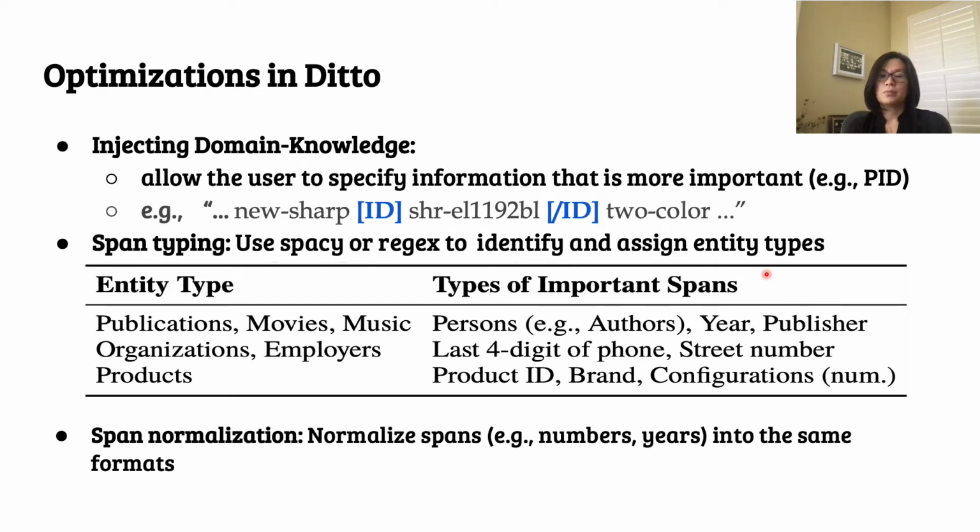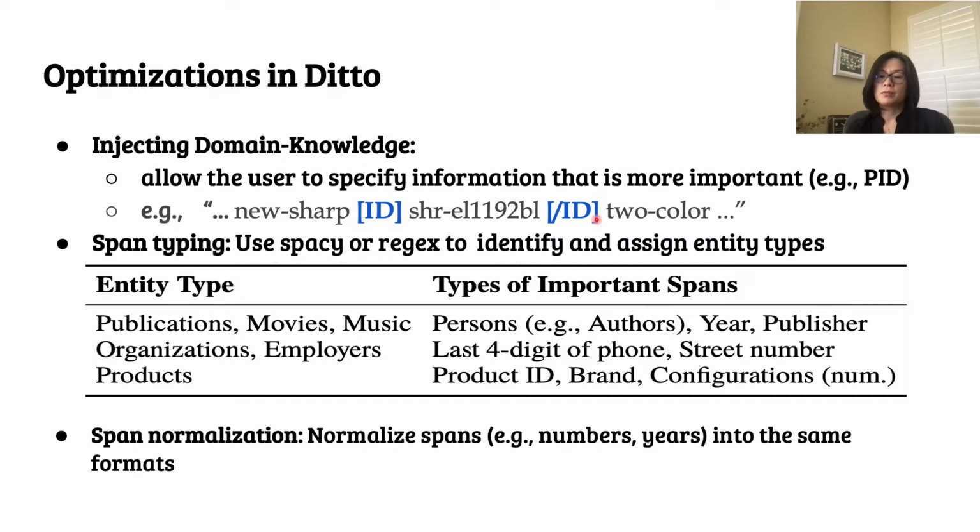It also applies 3 optimizations to make it perform even better. The first is what we call injecting domain knowledge, which is to allow users to specify which information is more important. The idea is to highlight important information so as to help the pre-trained language model know better what to pay attention to. And by highlighting, I mean marking up the span of text. For example, if we know for products that the product ID is important information to pay attention to, we may want to highlight the product ID with an open ID, closed ID tag, as shown here.